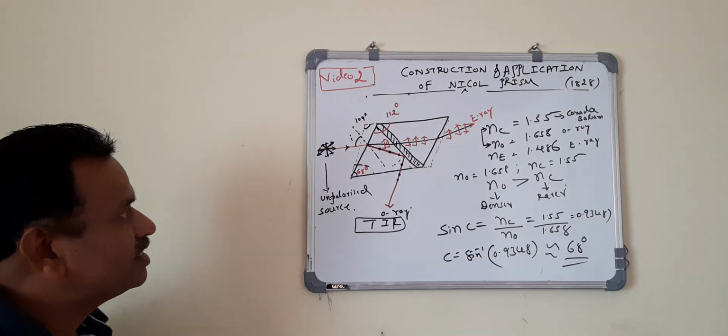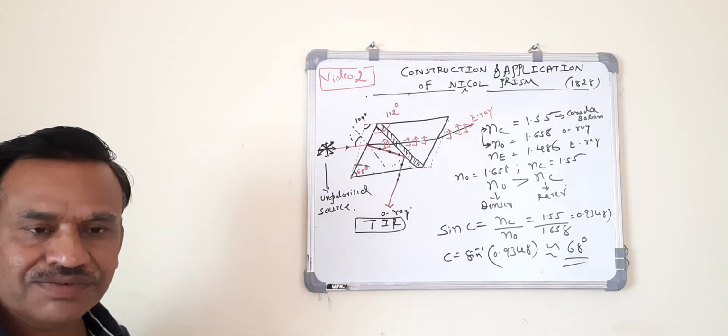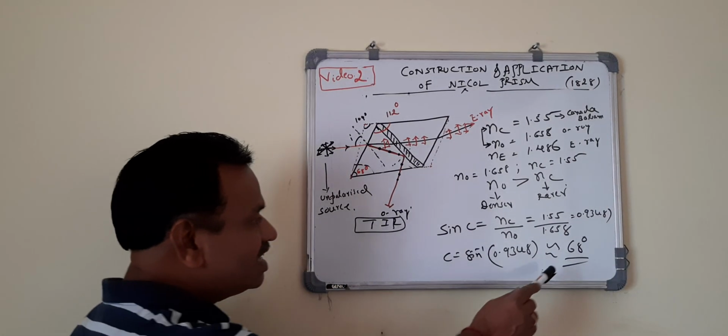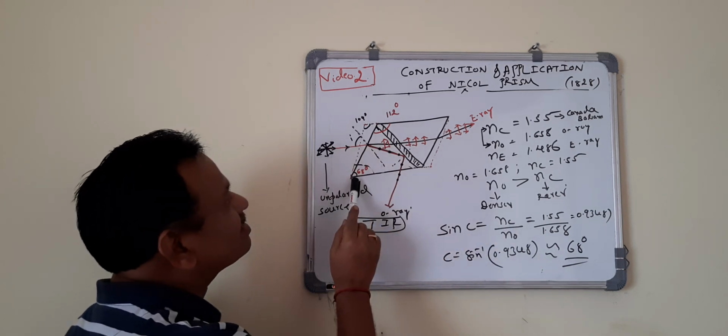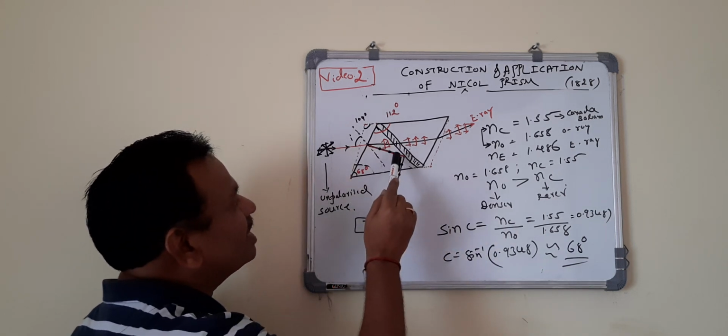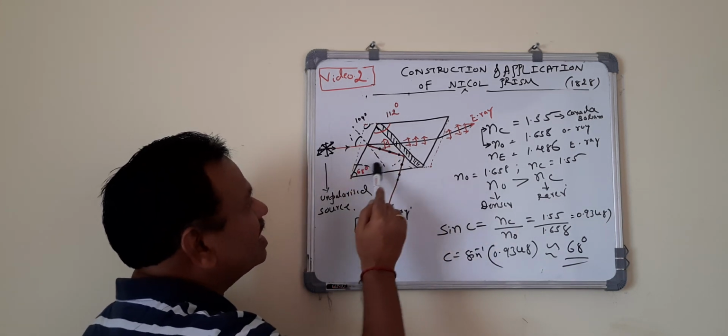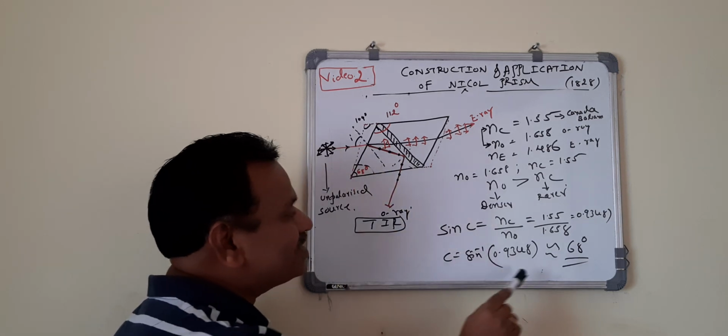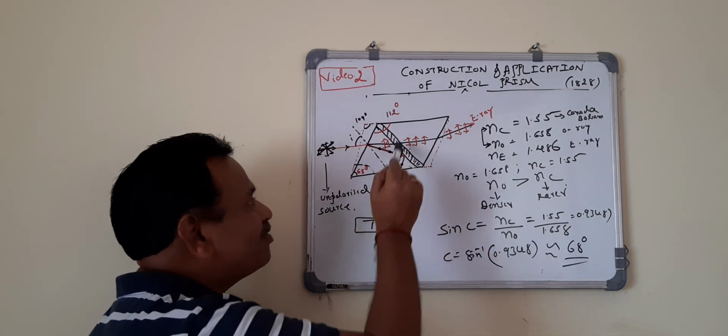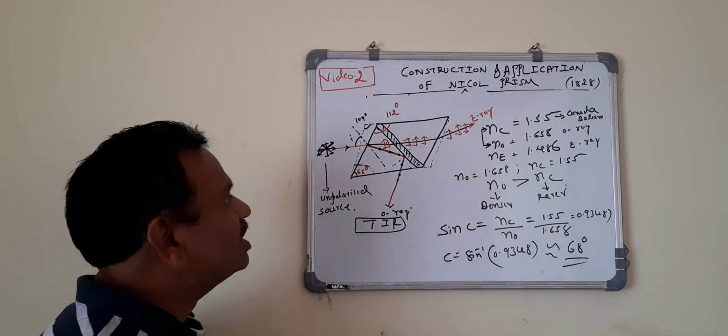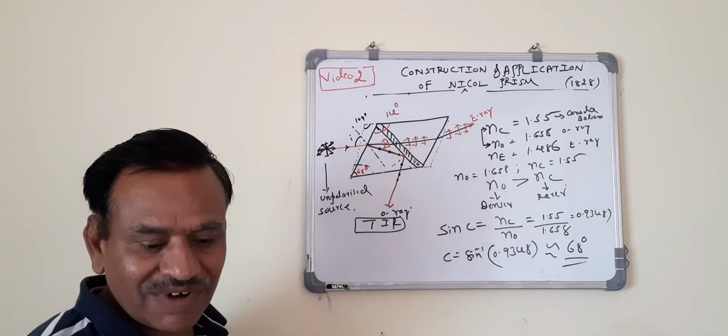I think we can understand this one. Here you see the critical angle is 68 degrees. That's why the incident light should be greater than 68 degrees. Then the light suffers total internal reflection.